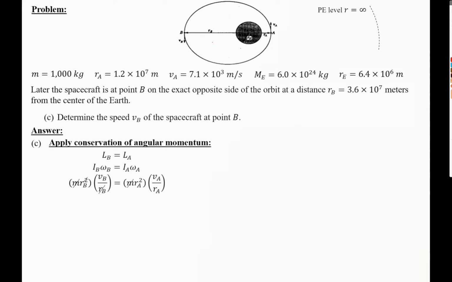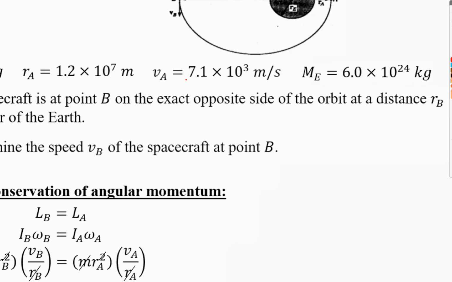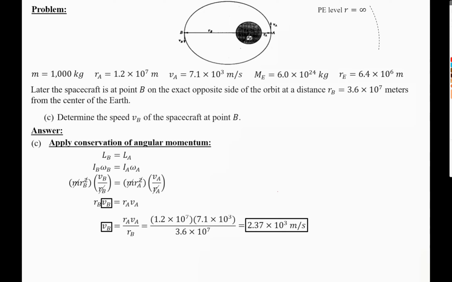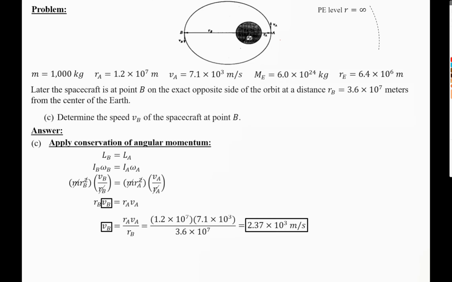Replacing them and applying the cancellation, we have RB VB equals RA VA, and we're searching for VB, which is given by the following fraction. Replacing the values, we get that the speed is 2.37 times 10 to the power 3 meters per second. And here, let's do some interpretation. As you can see, we have the value of VA and the value of VB. Comparing them, we notice that VA is greater than VB, because at point A the spacecraft is closer to the Earth.